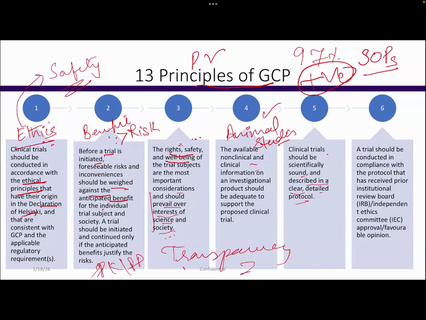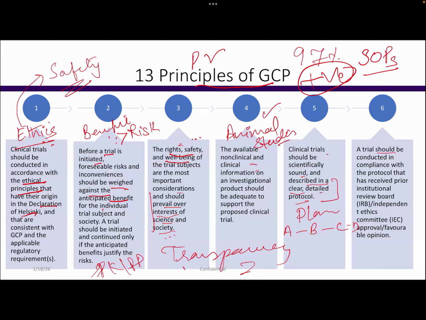Because of these principles, clinical trials should be scientifically sound and described in a clear, detailed protocol. A clear, detailed protocol means your plan should be very clear: what is from A to B, B to C to D should be very clear. It should not be like 'this will be done'; it should be in the present tense. The safety of participants is to be evaluated. Now, this is your goal. Now, what will be your outcome? To measure serious adverse events and drug reactions.